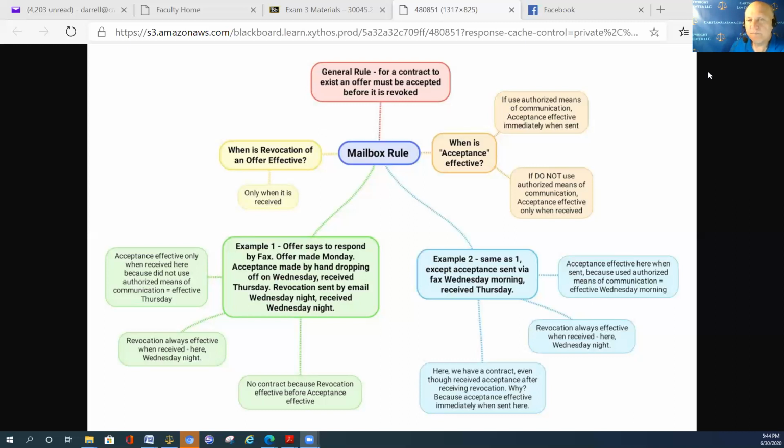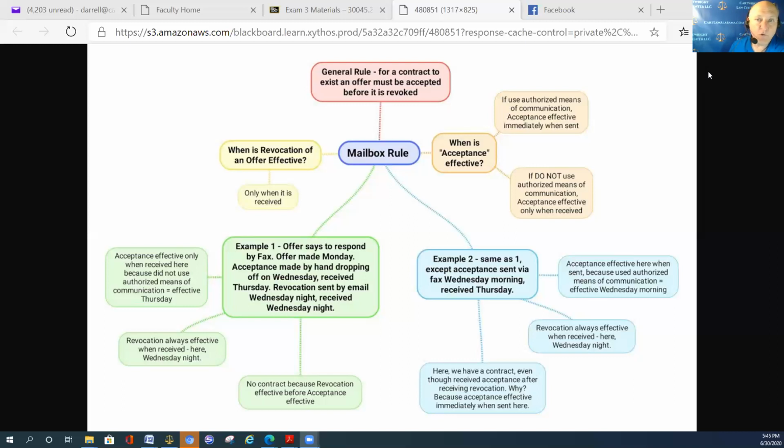What if you don't use it? What if instead of sending it by mail in that second example that I gave, you instead sent me a fax? If that's the case, it doesn't mean that the acceptance isn't valid. It's still valid, but it's only effective when it's received by the offeror.